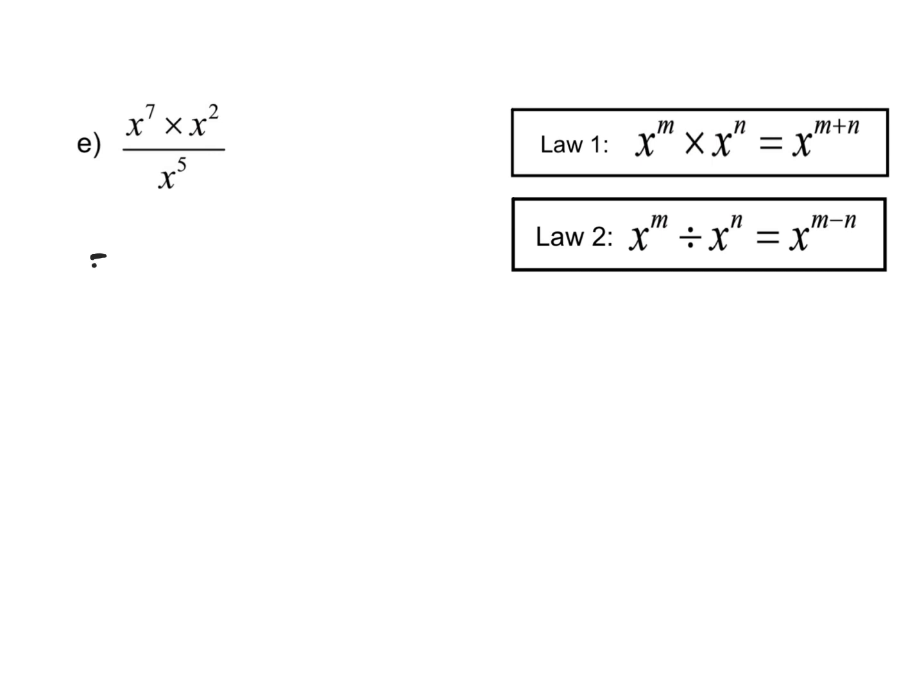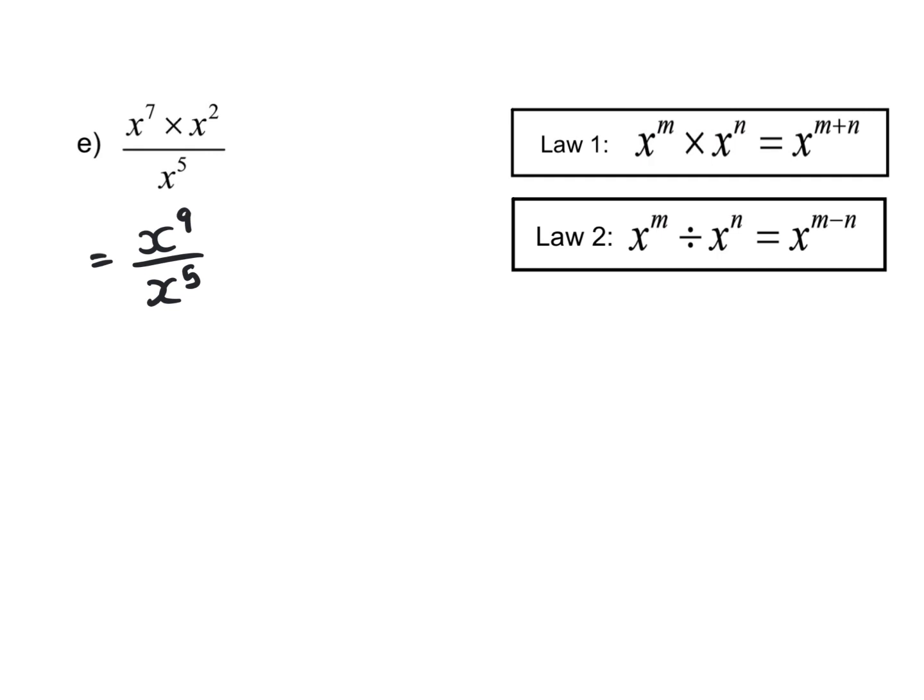So we've got x to the 7 times x to the 2, so that's x times x here. Okay, so we're going to add the indices. So 7 plus 2 is 9, so it's going to give us x to the power of 9 at the top. The bottom remains unchanged at the moment.